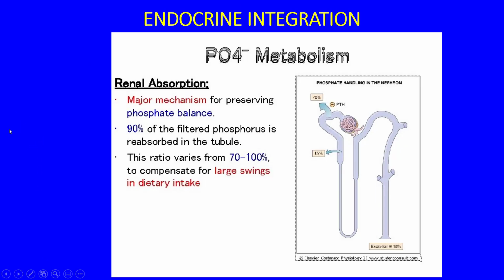And you can see this here, where phosphate handling would occur. The major mechanism for preserving phosphate balance is really involving renal absorption. 90% of the filtered phosphorus is reabsorbed in that tubule. The ratio will vary from 70 to 100% to compensate for large swings in dietary intake. So you may have something that is much greater in the excretion, and it may be due to a phosphate rich meal, but you can see about 15% is excreted.